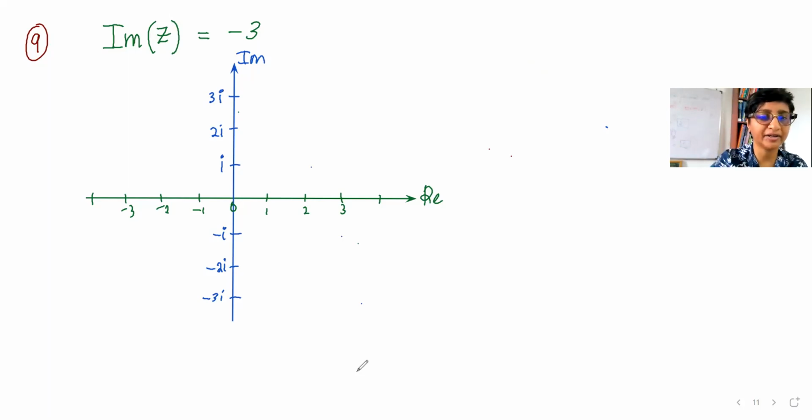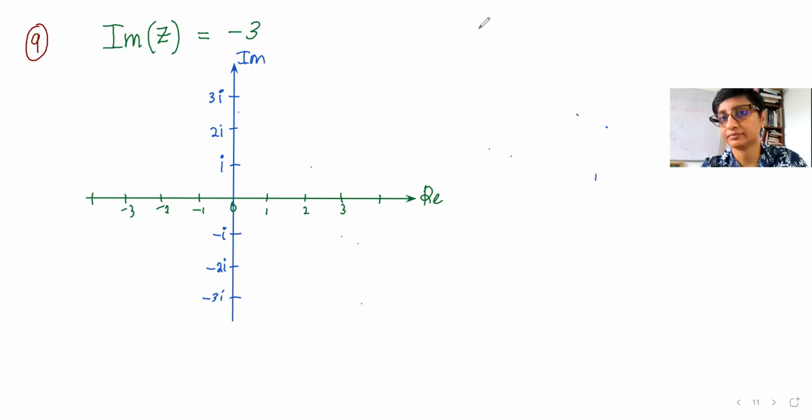Okay, so there are 9 of you here. Each person, I want you to give me, either write it in the chat box or say it to me. I'll start from the bottom. Umalya, give me an example for a complex number whose imaginary part is -3. I'll write each of your examples here.